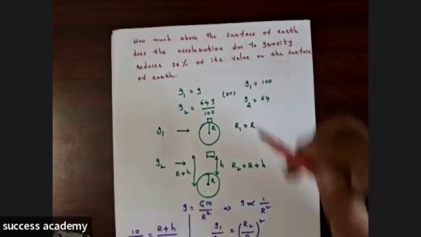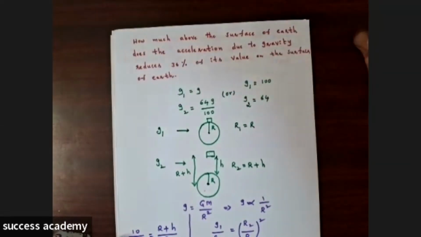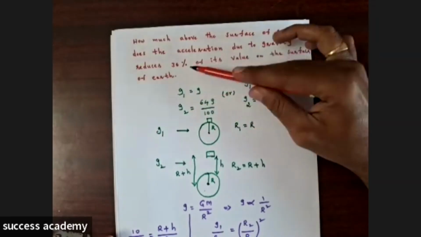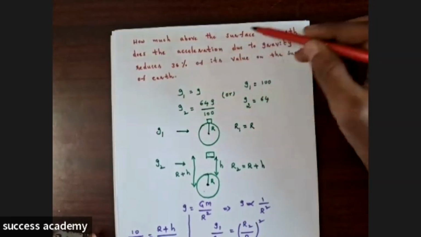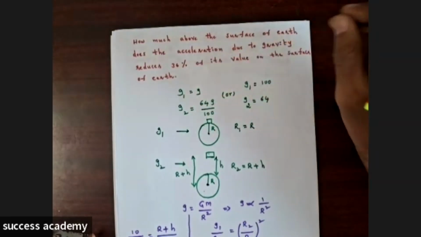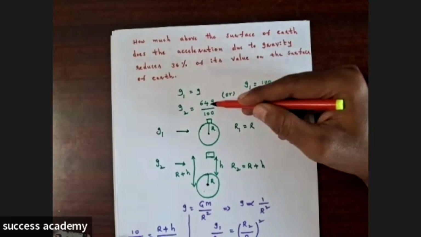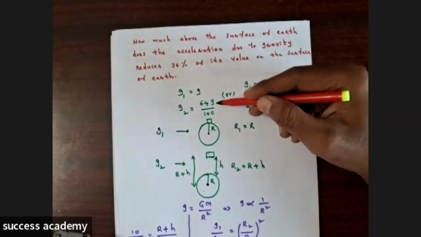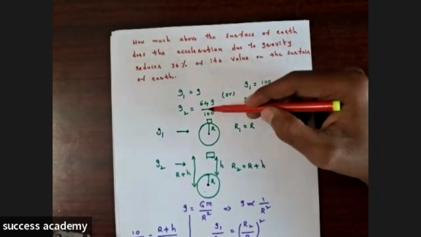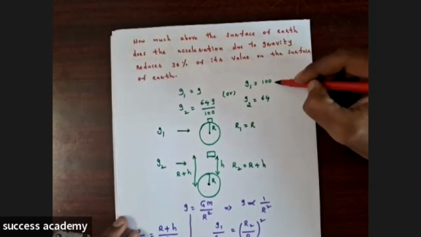So at first, g1 is equal to g. g2 is reduced by how much? 36%. In the 100, initially you consider 100, and reduce 36. 100 minus 36, what's the value? 64%. So 64g by 100. We need to write 64g by 100, or otherwise you can write it like this also.